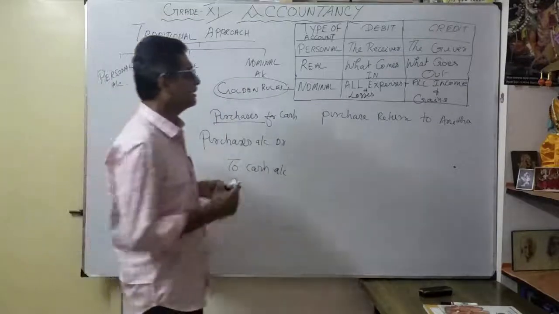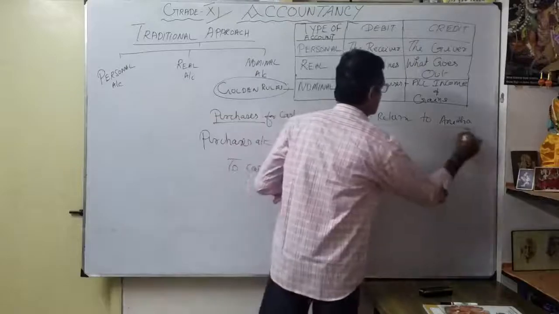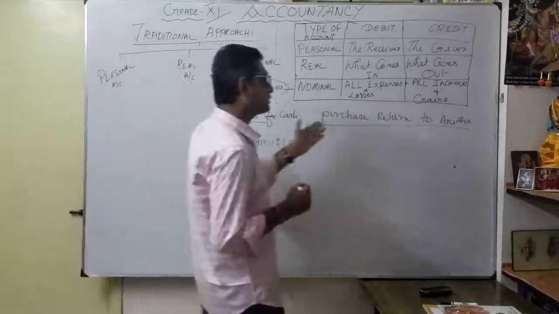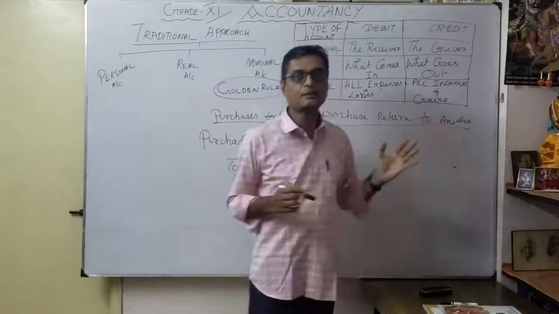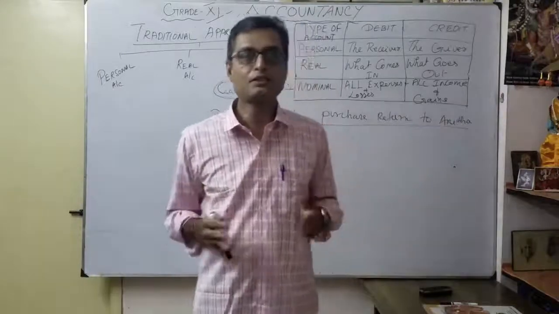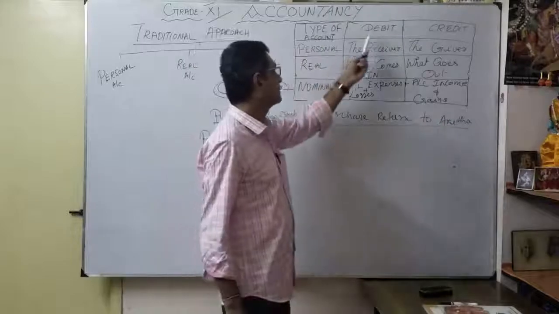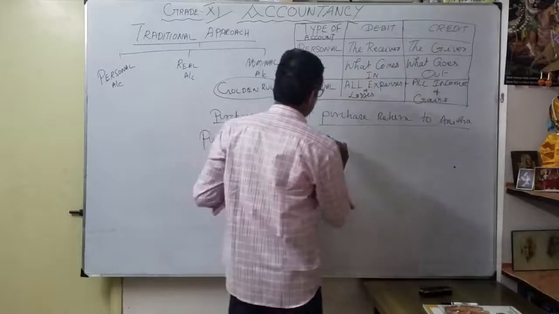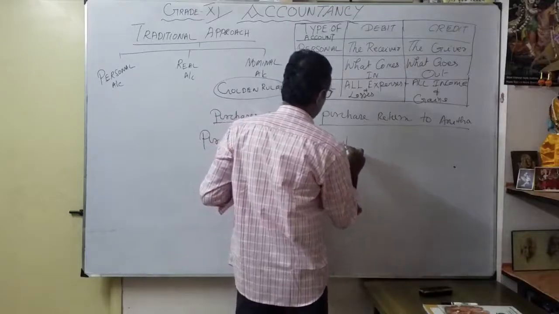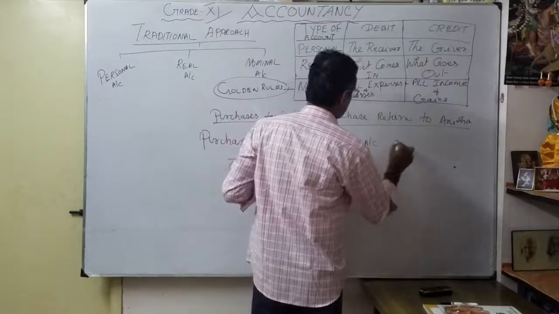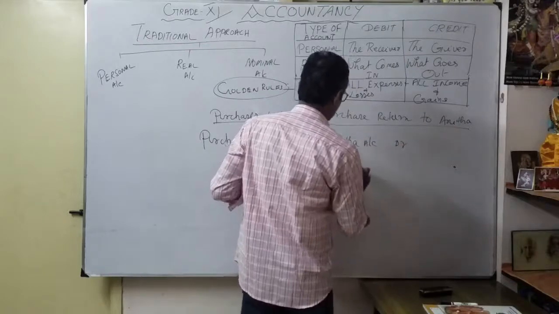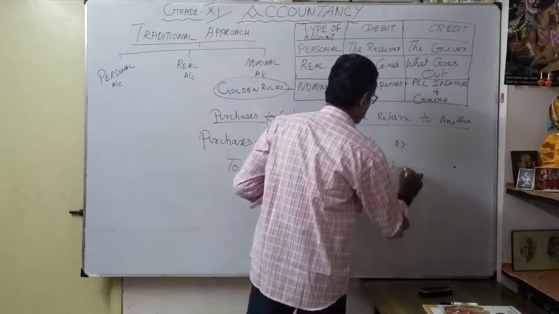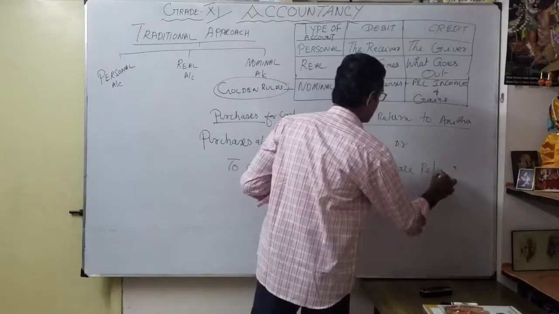Similarly, here purchase return to Anita. Same manner. Here we have returned goods to whom? Anita. Anita comes under personal account. As a personal account, what is the rule? Debit the receiver, credit the giver. Here Anita is the receiver, so I am debiting. Anita account debit to purchase return. Understood? That is very important.